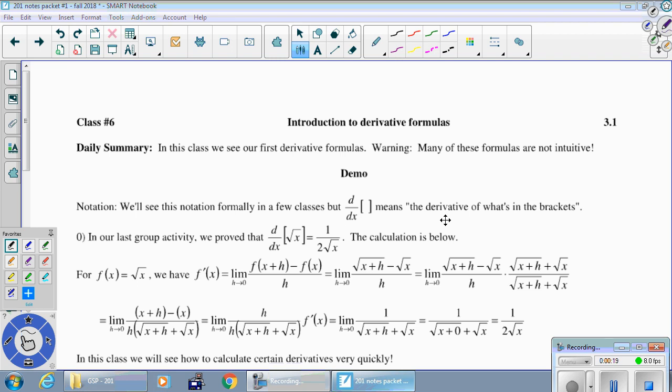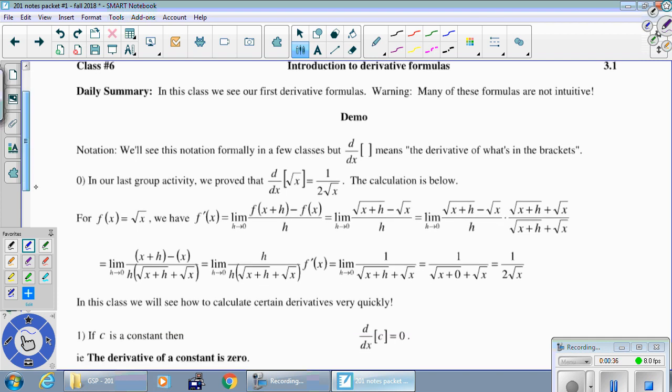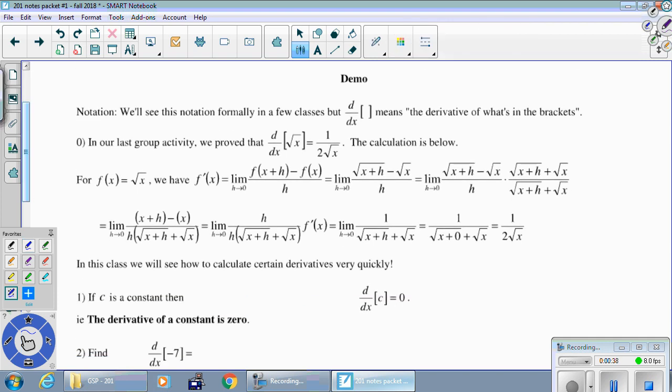In the same way that you know that if you see this symbol, then you take the square root of whatever is inside of that symbol. So brand new symbol for us here, d over dx and then parentheses means take the derivative of what's in the brackets. Okay, in the last group activity, we proved that the derivative, this is our new notation, the derivative of the square root of x is 1 over 2 square root of x.